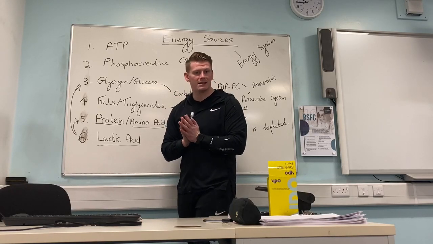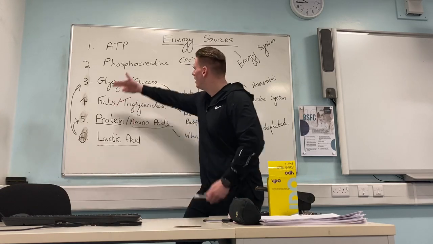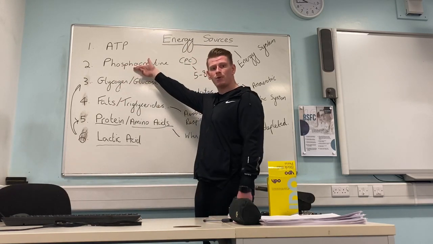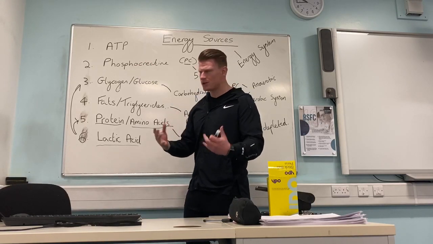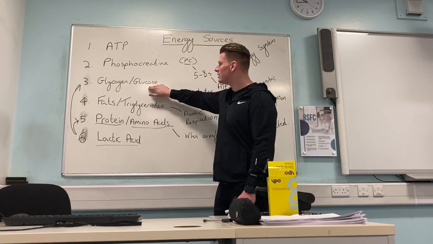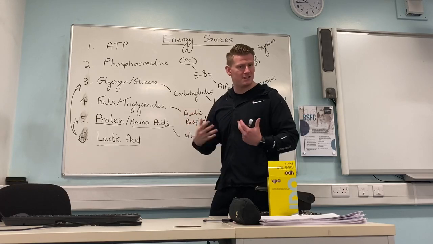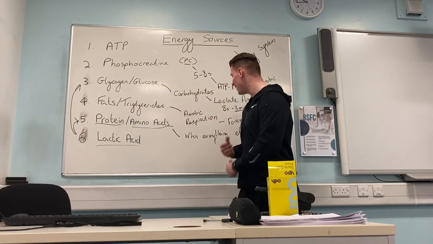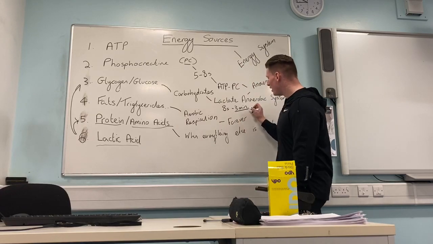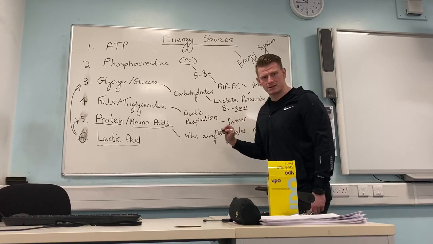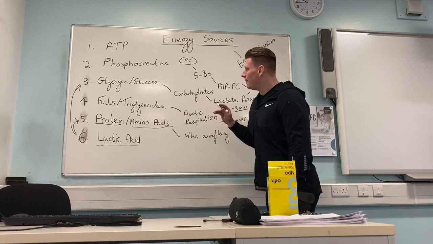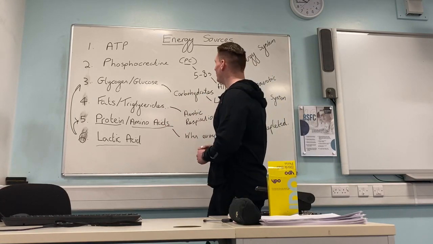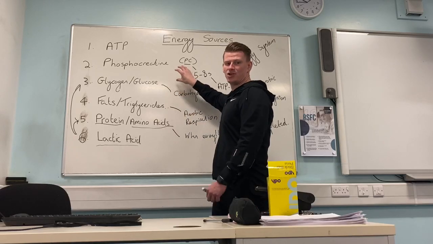However, let's say it asks about a marathon runner. They would still use ATP, they would still use phosphocreatine for maybe a sprint finish, they would still use glycogen and glucose for higher intensity periods, and they would also use fats and triglycerides, because it can last forever, longer than this 3 minutes. Okay, that's kind of the energy sources, and now we're going to move into how they apply to energy systems.